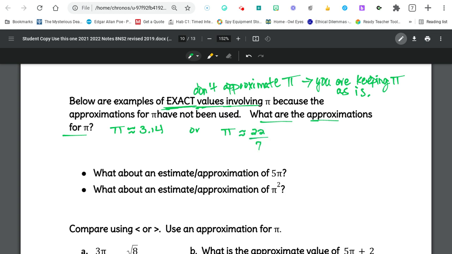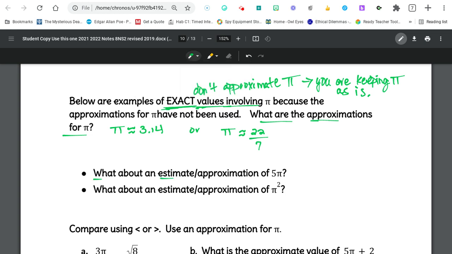The fraction that we use that's really close to pi is 22 over 7. If you take 22 and divide it by 7, you're going to get something really close to 3.14, really close to pi. So we just use that fraction to approximate pi, guys. It's not equal to pi, but it's the best fraction we have that's closest to pi.